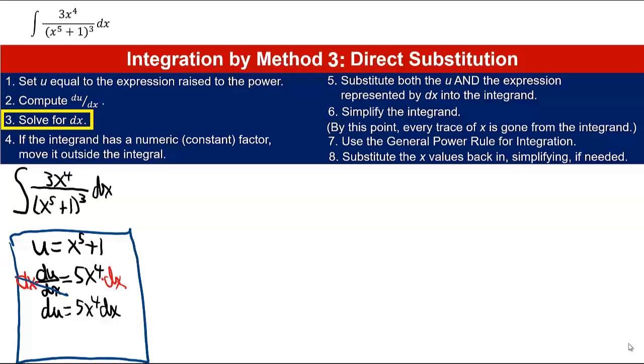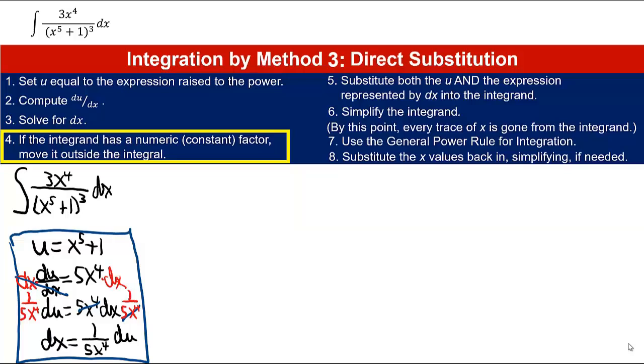But remember, we're solving for dx. So I need to multiply both sides by 1 over 5x to the 4th, so that the 5x to the 4th divides out, leaving me with just dx. Remember, I'm trying to solve for dx. Well, if I do that, I've also got to put a 1 over 5x to the 4th on the other side of the equation. And when all is said and done, I know that dx is equal to the fraction 1 over 5x to the 4th multiplied by du.